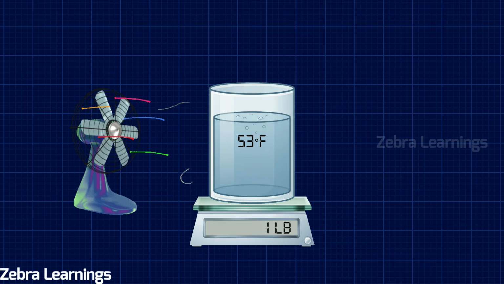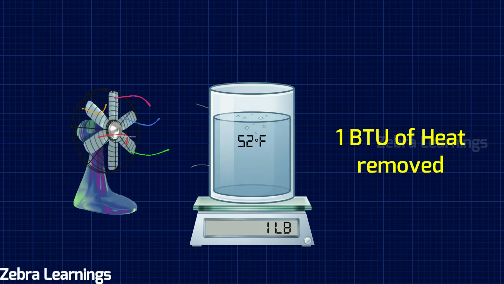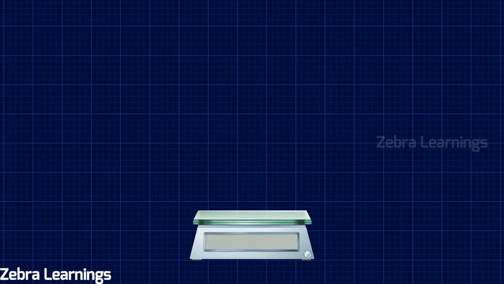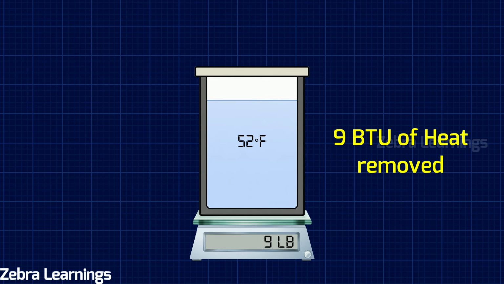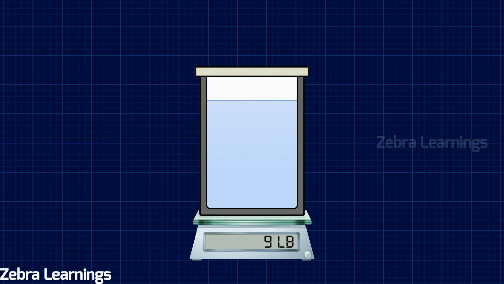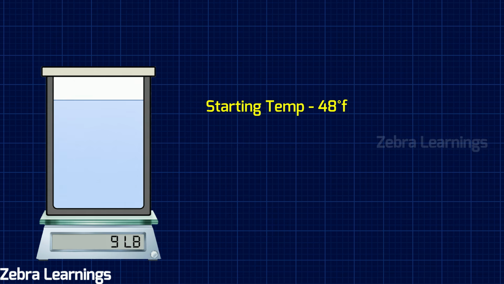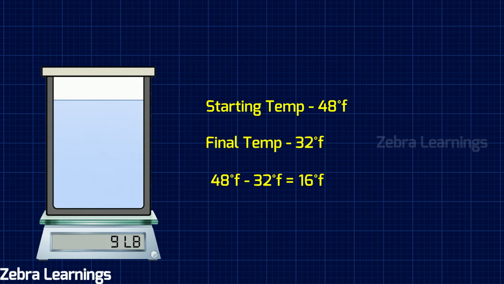As we established earlier, if the temperature of 1 pound of water drops by 1 degree Fahrenheit, it means 1 BTU of heat has been removed. Therefore, if the temperature of 9 pounds of water drops by 1 degree Fahrenheit, it means 9 BTUs of heat have been removed. In our scenario, the temperature dropped from a starting point of 48 degrees Fahrenheit down to 32 degrees Fahrenheit. Subtracting 32 from 48 gives us a total temperature drop of 16 degrees Fahrenheit.